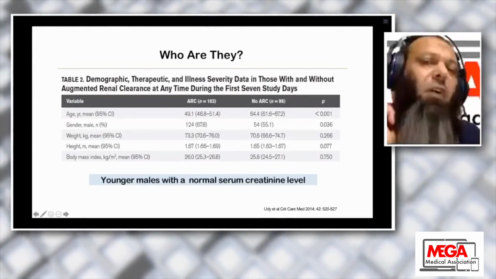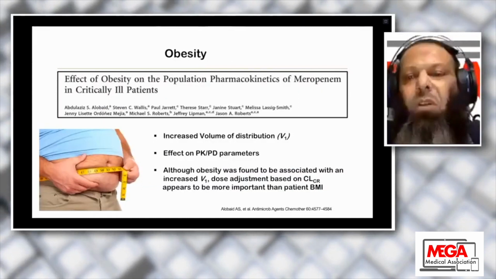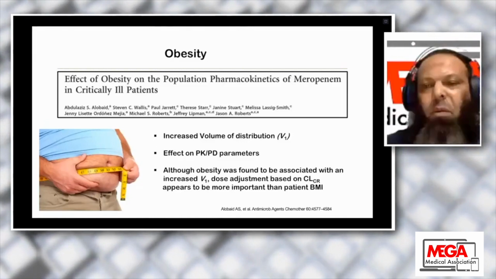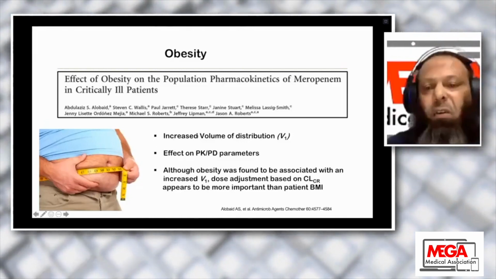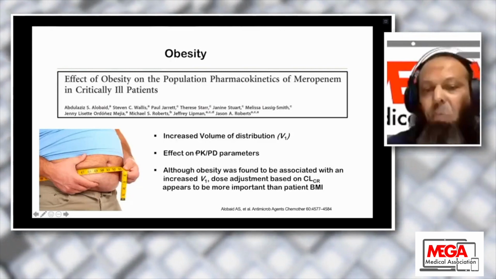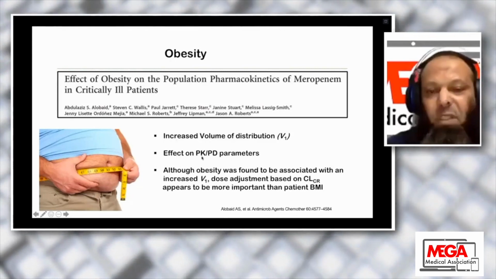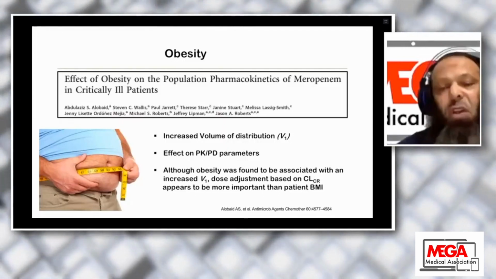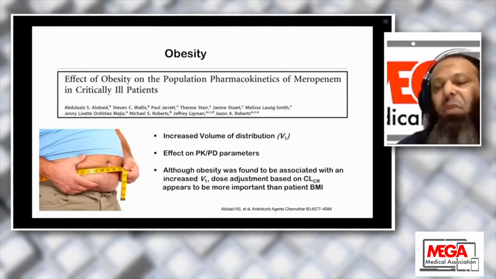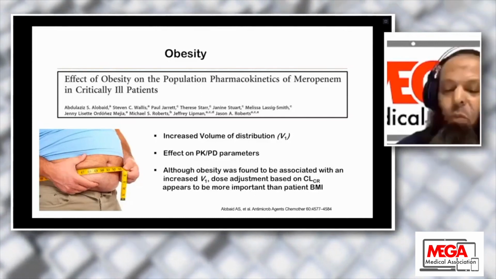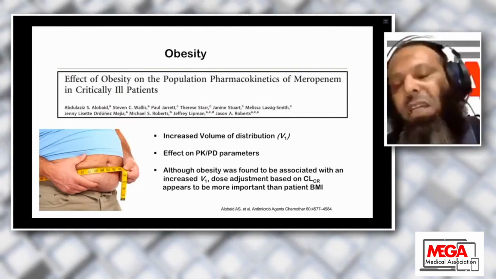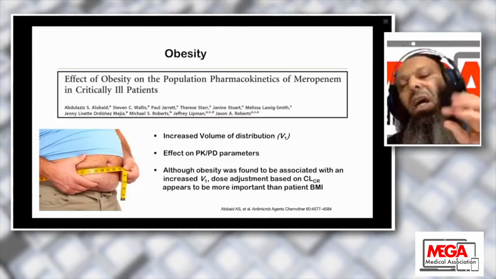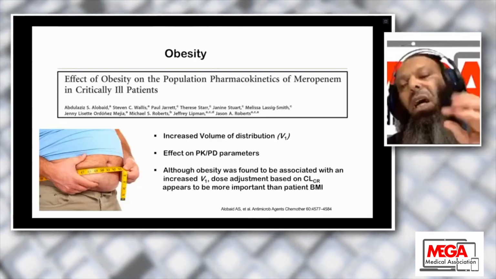What's the effect of obesity on the population pharmacokinetics and pharmacodynamics of meropenem administration in the critically ill? Obesity increases the volume of distribution, and of course it affects the PK/PD parameters. But they found that although obesity was associated with increased volume of distribution, dose adjustment according to creatinine clearance appears to be more important than BMI. So again, you have to appreciate the creatinine clearance and augmented creatinine clearance.